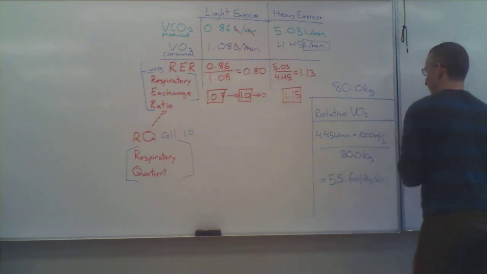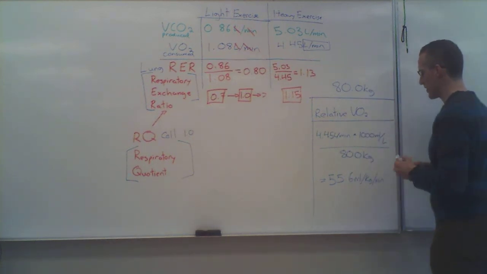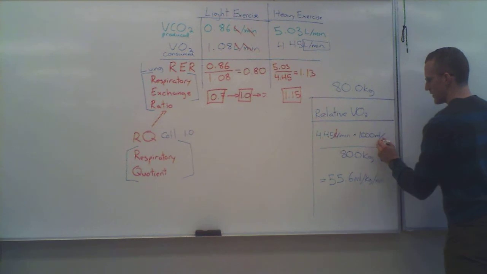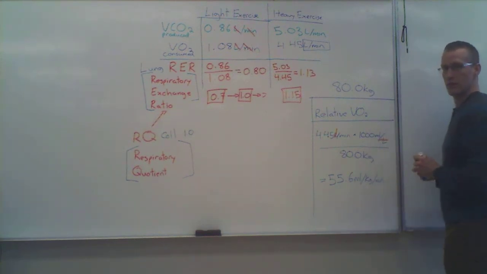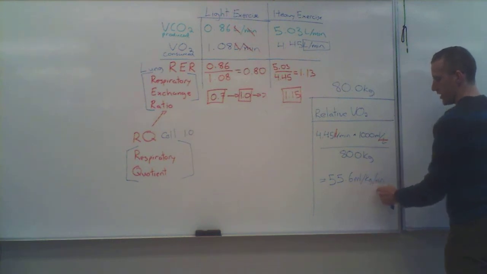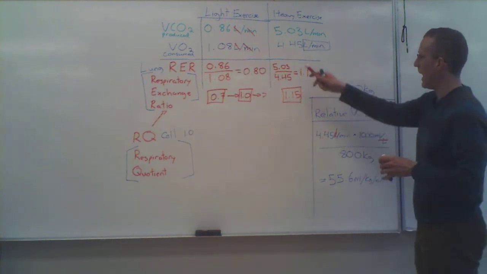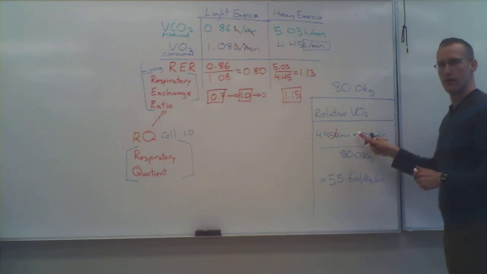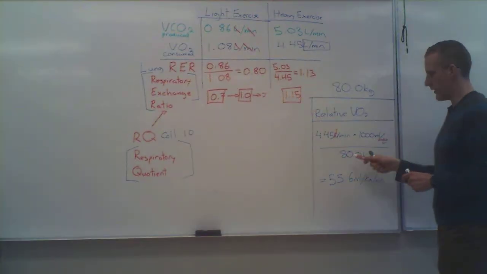Now, how does that happen? Let's just take a quick look at the units. Well, here, liters cancel. Okay, minutes are on the bottom, so we're left with mils per kg per minute. So to convert from absolute to relative, you multiply by 1,000 and divide by body mass.